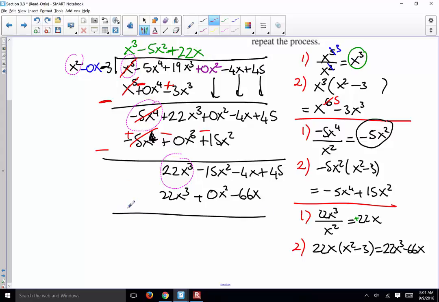One more subtraction. These will cancel. These will flip signs and add. We will have minus 15x squared. These two guys, just move it a little bit left. And these two guys make 62. Positive 62. And 45.